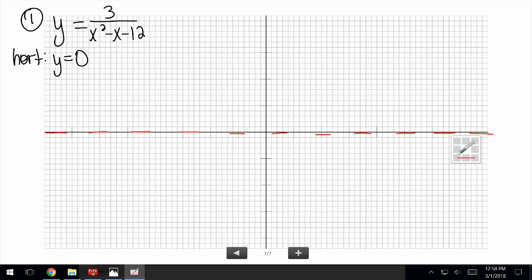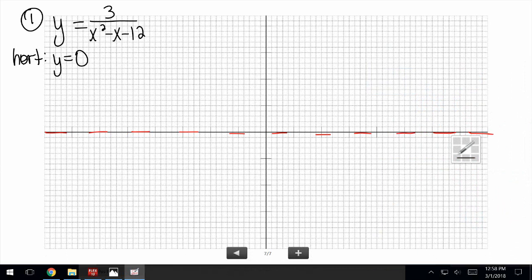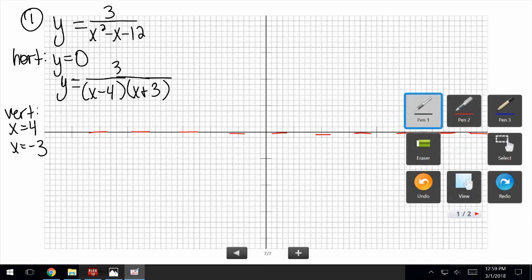How are we doing so far? All right, here we go. What about your vertical? It is where the denominator equals 0. So how does that factor? X minus 4, x plus 3. All right, so where's your vertical at? X equals positive 4 and negative 3. So that's the vertical line.